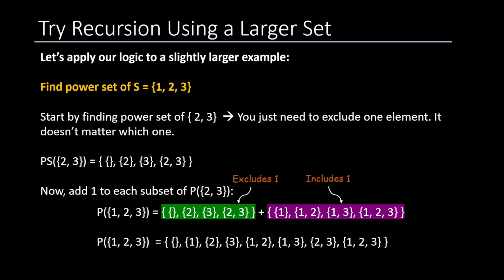Next, we add 1 to each subset of the power set of {2, 3}. And finally, we combine the subsets from the power set of {2, 3} with the subsets that include 1. So the full power set of {1, 2, 3} is the one that you see at the bottom line, which is the empty set, the individual elements 1, 2, 3, the subsets with 2 elements {1, 2}, {1, 3}, {2, 3}, and finally the set itself {1, 2, 3}. By repeating this process for any set, we can always find the complete power set using recursion.